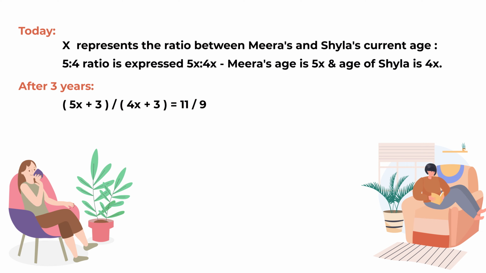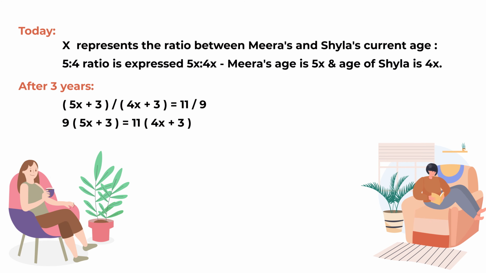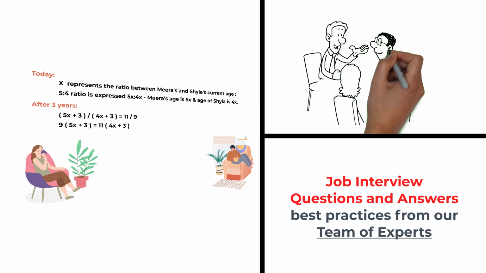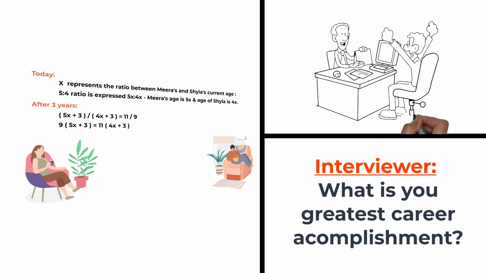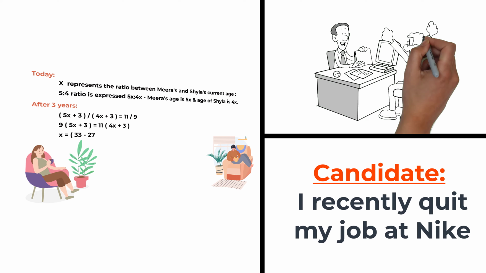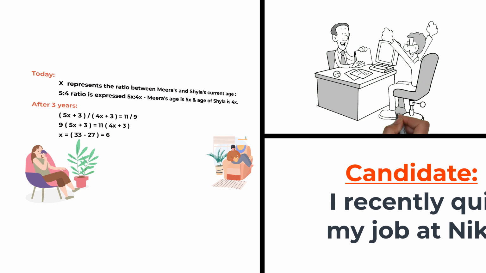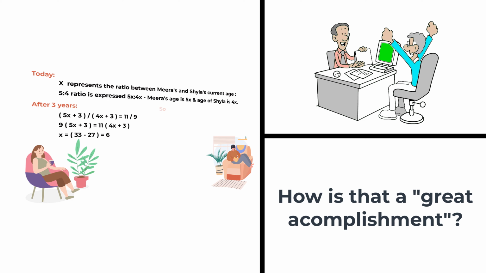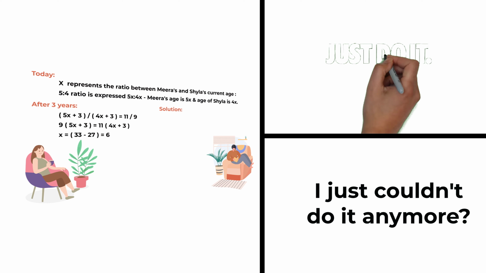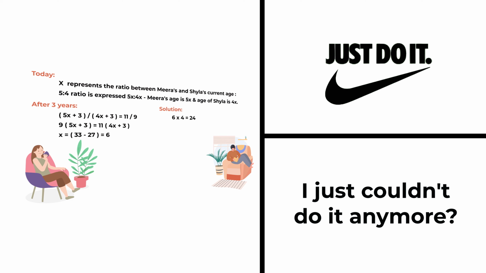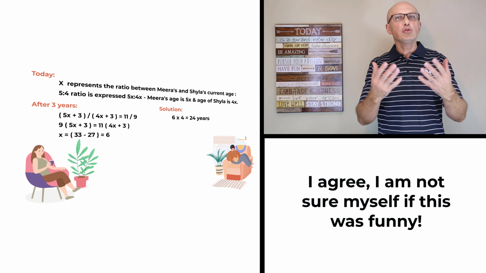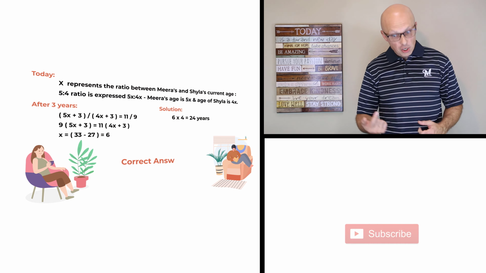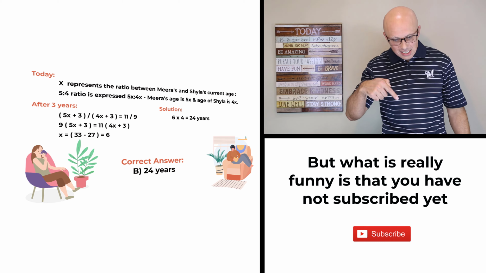After simplification, we will have 9 multiplied by (5x + 3) equals 11 multiplied by (4x + 3), which means that x will be equal to 33 minus 27, which is equal to 6. So to calculate the present age of Shyla, we need to multiply 6 by 4, which was her ratio in the initial equation for the current age, which would be equal to 24. So the correct answer is choice B, 24 years old.